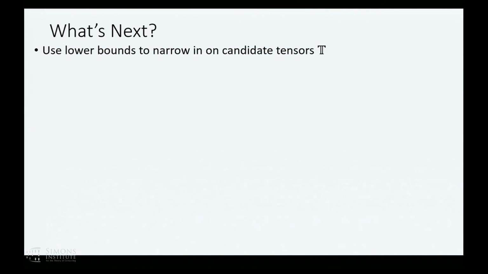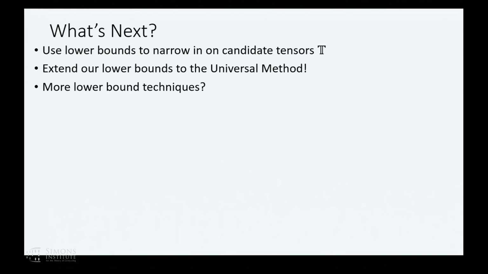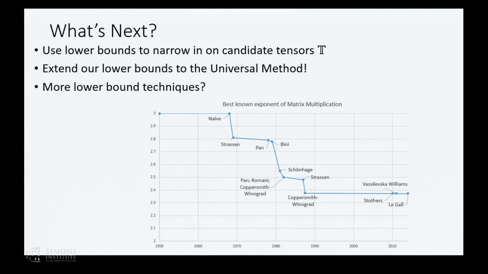Yeah, so I think, well, maybe Virginia alluded to this earlier, but I think we more or less know how to extend these results to the universal method too. But more generally, more lower bound techniques and figuring out exactly what types of approaches could improve omega and what types couldn't would be really exciting. Yeah, thanks.